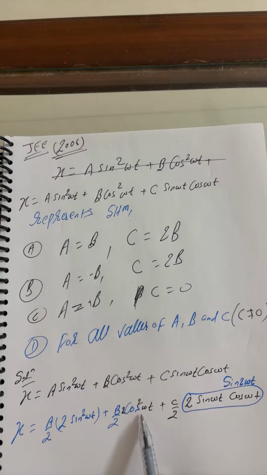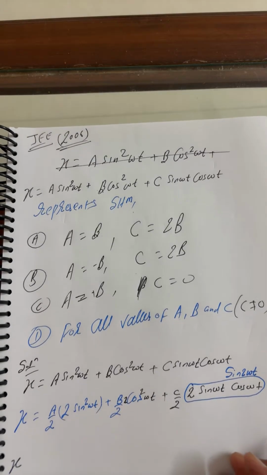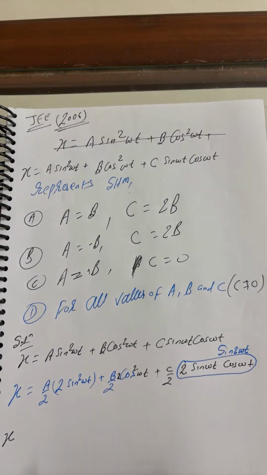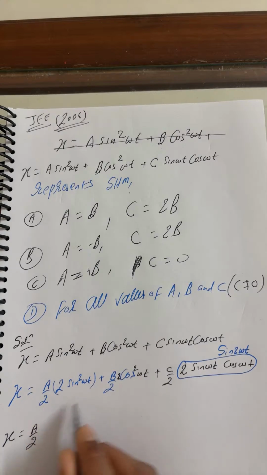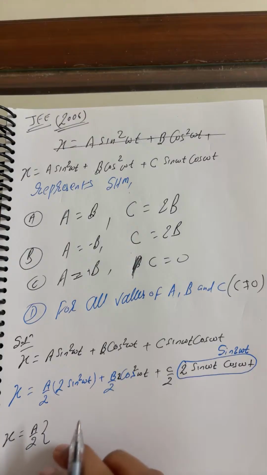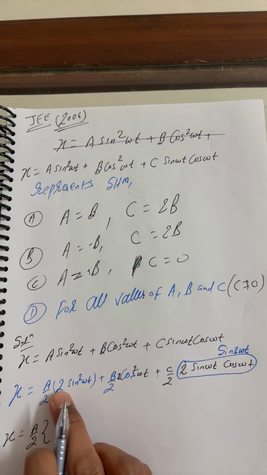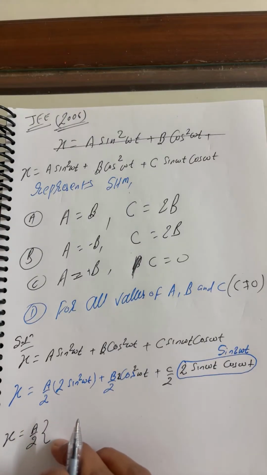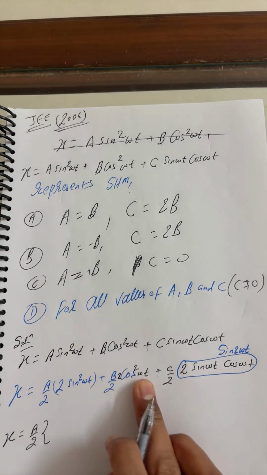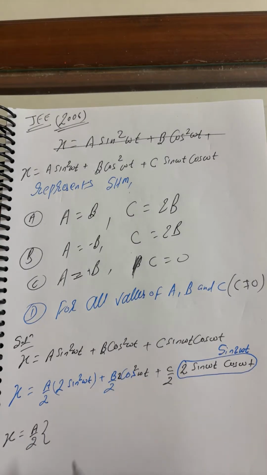Here we have 2 cos square theta and 2 sin square theta. This is the formula, I hope all of you remember. 2 sin square theta is 1 minus cos 2 theta, and 2 cos square theta is 1 plus cos 2 theta. Keep this difference in mind.